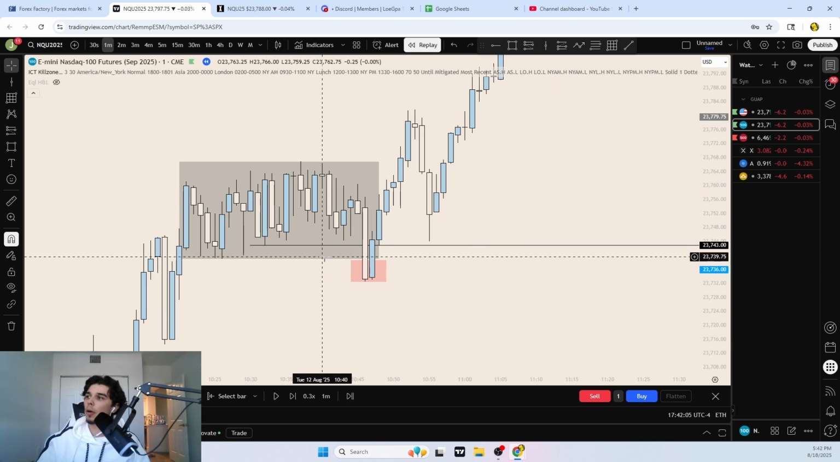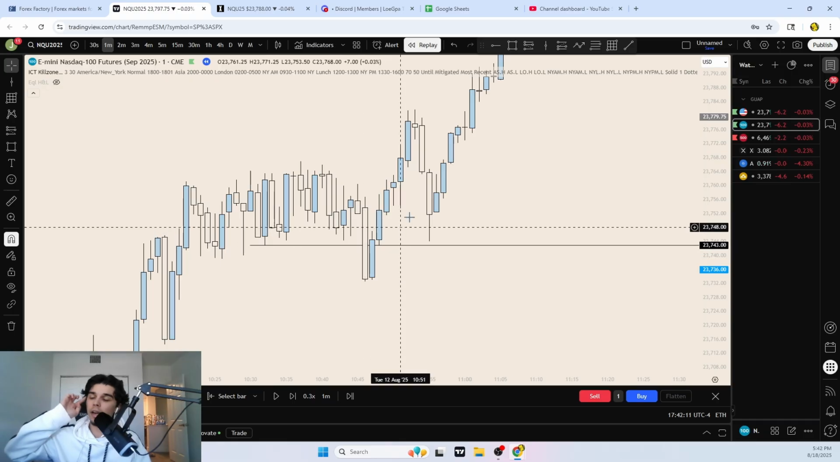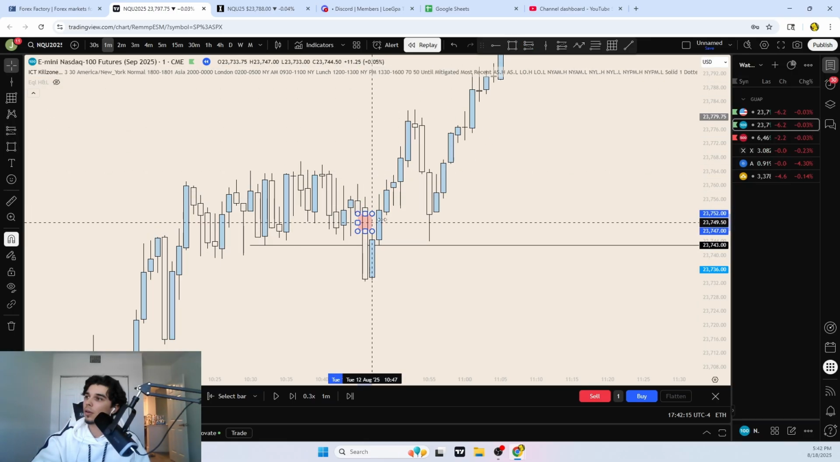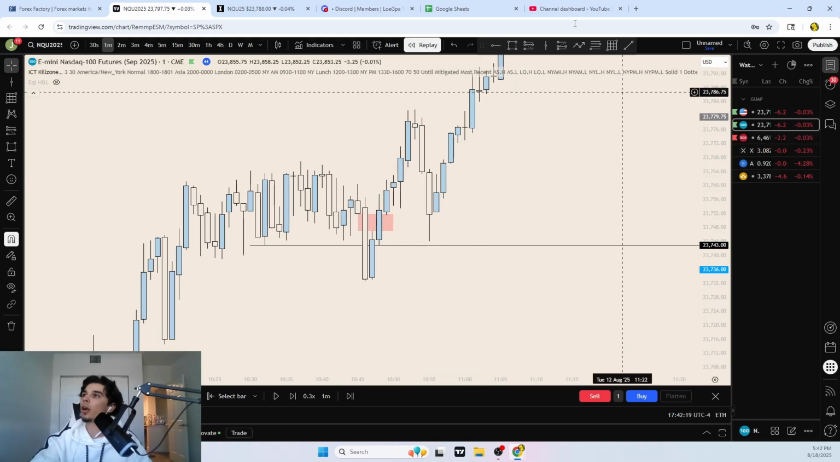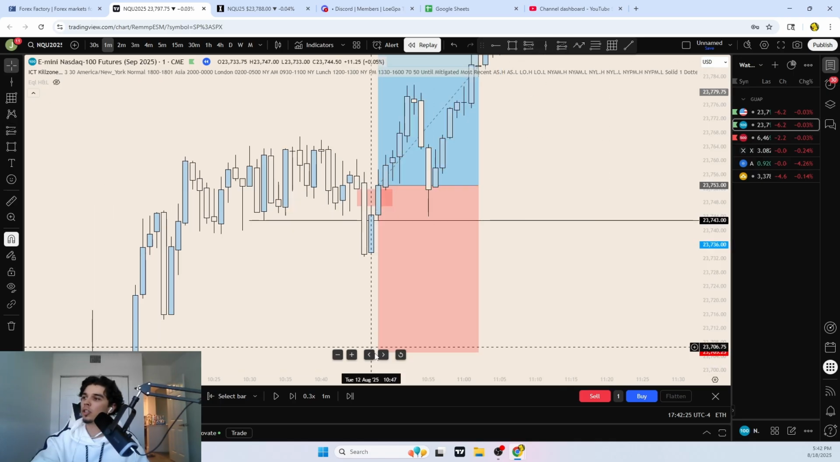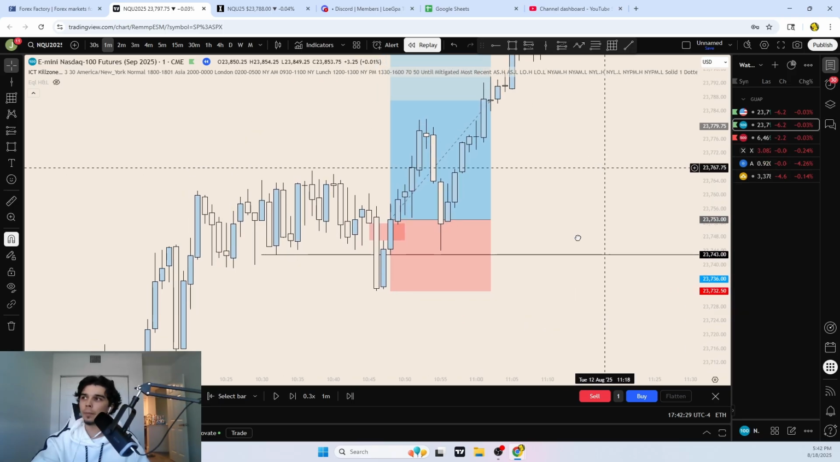What do we do? We manipulate into it. When we have our manipulation leg, which is this leg right here down, right? Do we create a fair value gap? Yes, we do. What are we doing? We're entering off this. Boom. Long position. What are we doing? Stops at the swing lows inside the fair value gap because they should be protected.